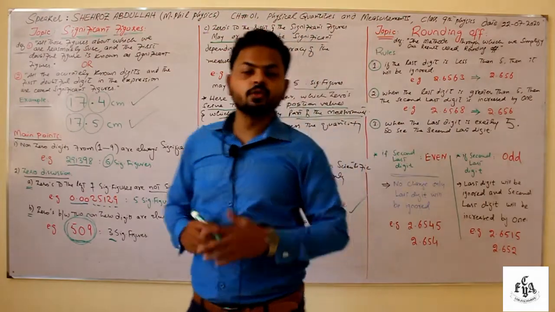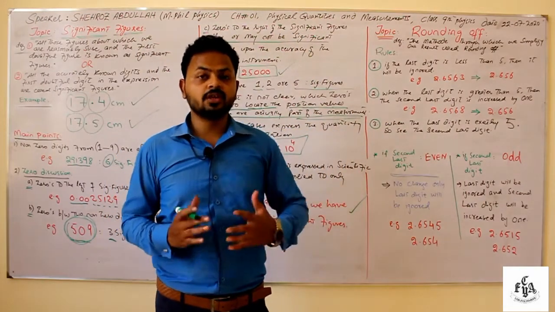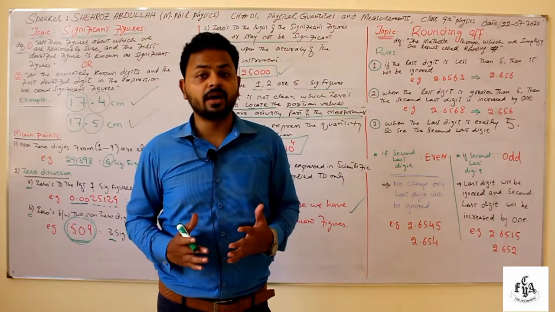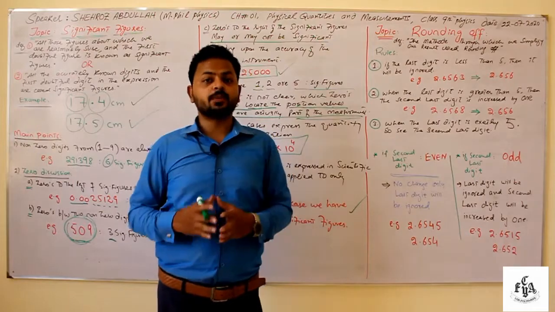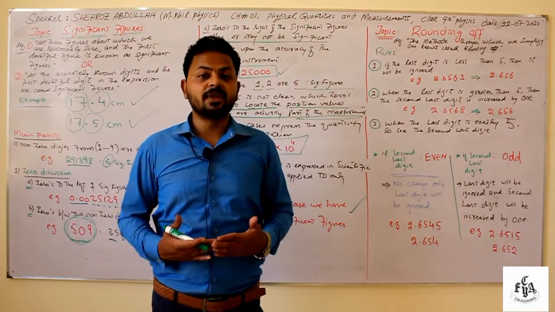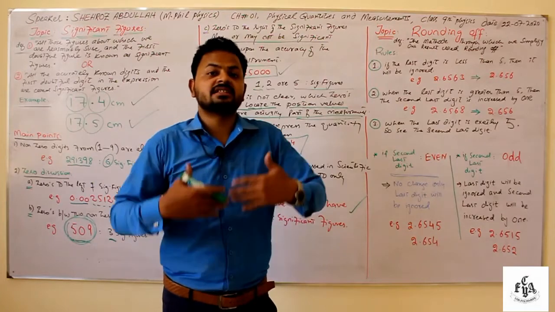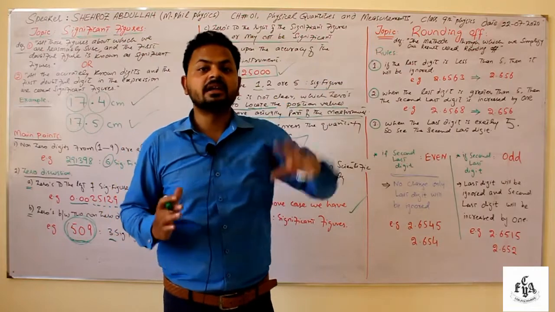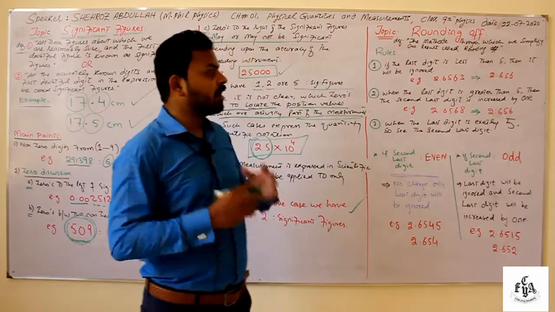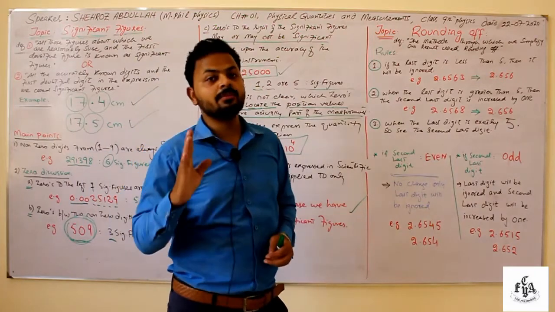Now this was all about significant figures. Moving towards our next topic, that is rounding off. Rounding off is that process, that method, that technique through which we simplify our final result. That is known as rounding off. There are three basic rules.